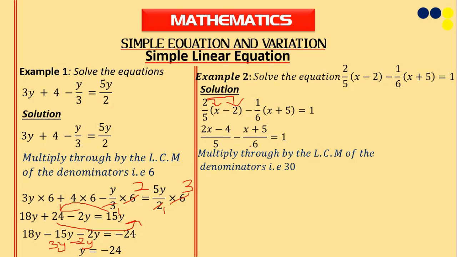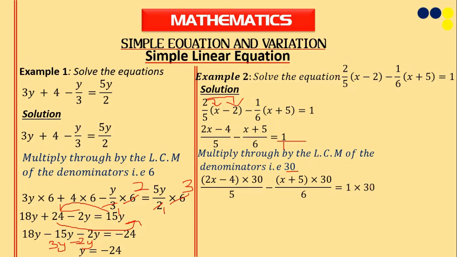Okay, so let's multiply through by the LCM of the denominators. You know, this is 1 over 1. There's no value there. Of course, 1 is there. So if you do the LCM of all these denominators here, it is still going to be 30. So if you have it as 30, then let's multiply this by 30, this by 30, and what is at the other side by 30.